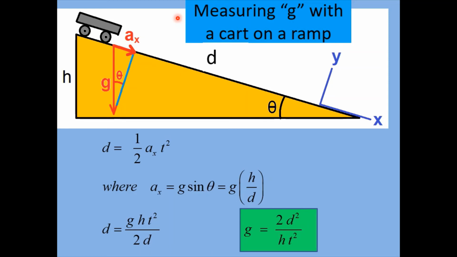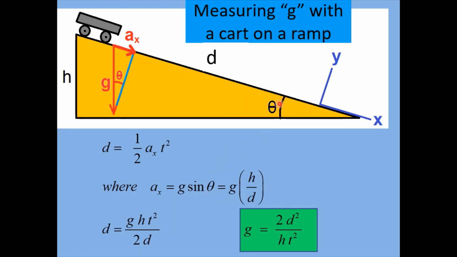Well, this is a different method of measuring g. We can use what we've learned here in this part 2 of the lecture on motion on a ramp. If we have a cart or a car that rolls down a ramp, let the distance that it rolls along the ramp surface be d. Remember that distance traveled is 1/2 a t squared, and a is our acceleration going down the ramp. But of course, a is not equal to g. a is equal to g times sine of theta. Now there's a little trick here.